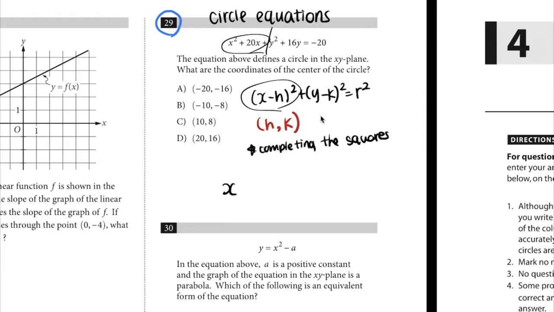Since there's 20x already, we know that the negative 2hx is going to be 20x. So h is going to be 10. Okay? And that would make sense because it's x squared plus 20x plus 100. So you might be wondering, where did the 100 go?